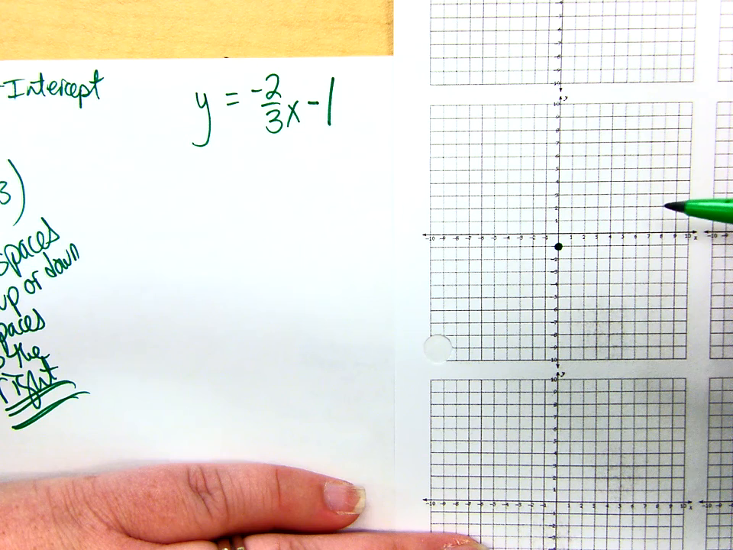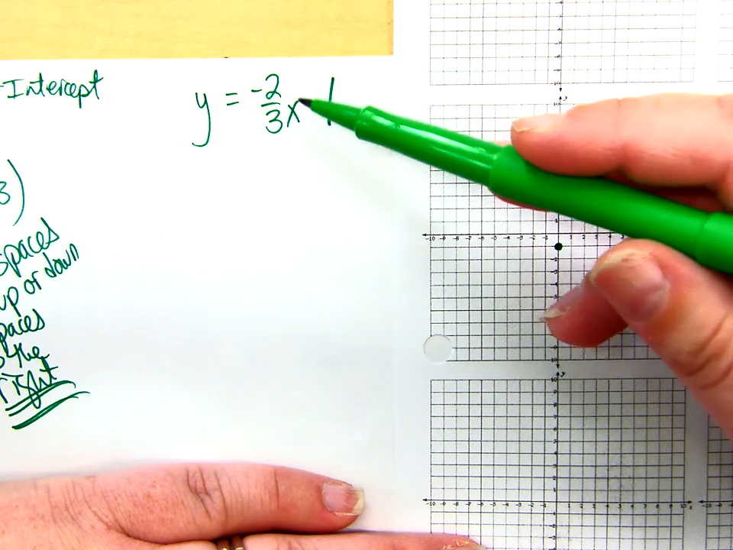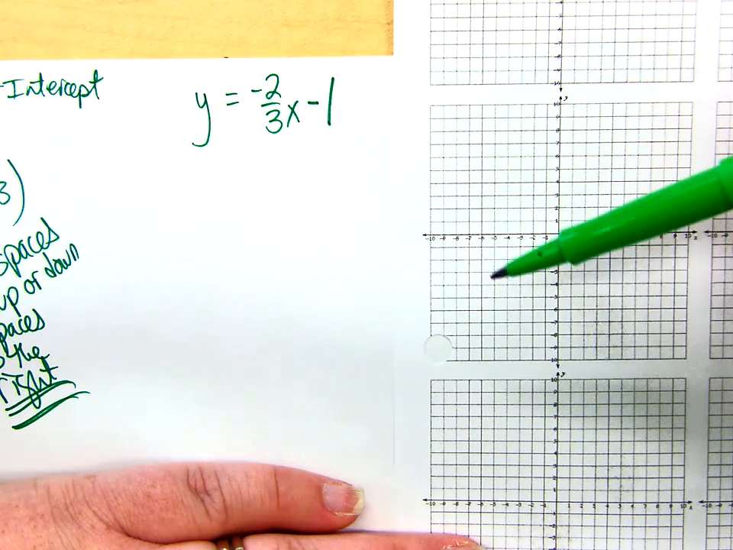Did you put a dot there? 0, -1? You did? And you didn't put it on the x-axis? That's the most common mistake, is that kids put it on the x-axis and not the y. It's got to be on the y-axis. Now, go ahead and try and see if you can figure out what that slope is telling you to do.